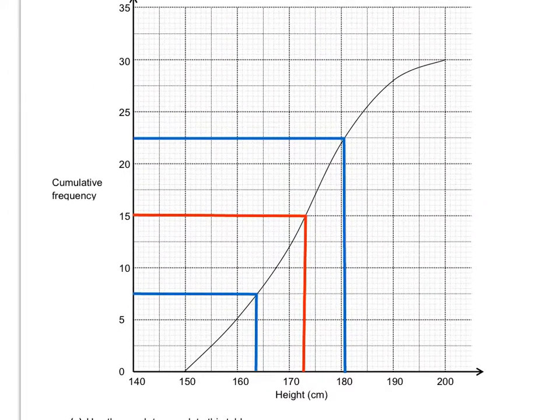Now, we can see that the data only goes up to 30, so there are 30 pieces of data involved. So if there are 30 pieces of data involved, then halfway between those pieces of data is going to be the 15th, which is where the median is going to lie.